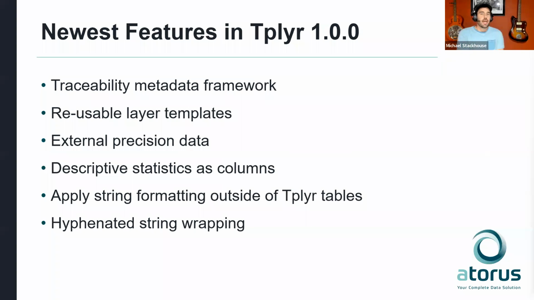So the newest features that we've added, if you've seen me talk about this before at other industry conferences or past pharma conferences, the latest updates in T-plier 1 are the traceability metadata framework that you're going to play with today. We also added reusable layer templates. So if you have a layer specification that is generic, you can declare that as a template so that you can reuse it on demand and make your code even more concise. Or if you have company standards around how you want to declare a certain type of layer, it lets you do that and access that more easily.